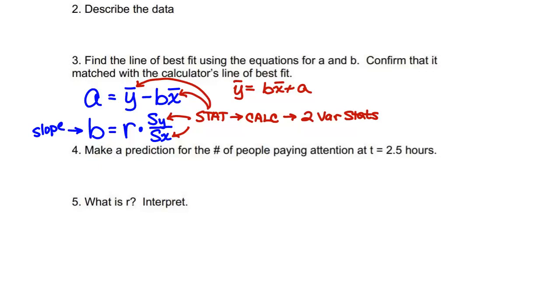You find R by doing stat, calc, and then option number 8, the same place that you go to get the equation. And then hit enter. Yep, there's your R value. Yeah, that'd be fine.